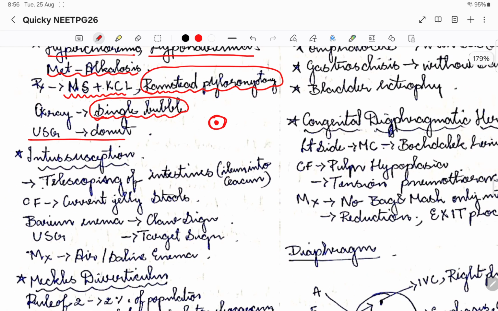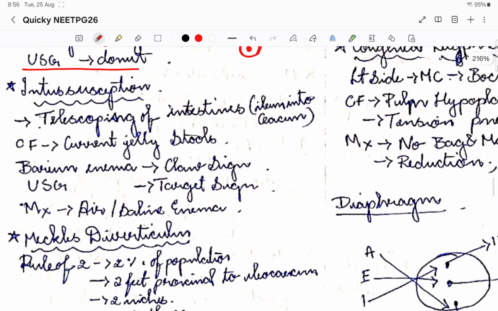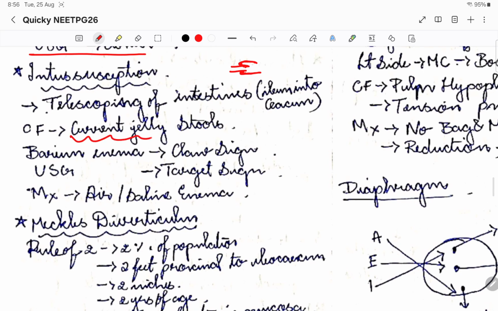Then moving on to intussusception, it is the telescoping of the intestine one into another. Basically this is the ileum. The ileum will telescope into the cecum. This is how the telescoping would look like, and that is why intussusception occurs. The clinical feature will be currant jelly stools. Currant jelly sputum is with Klebsiella pneumonia, right? Klebsiella typical pneumonia will come with currant jelly sputum, whereas here in intussusception it is currant jelly stools.